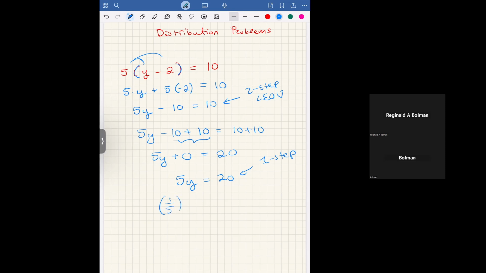Go ahead and use your multiplicative inverse to clear the 1-step LEOV multiplicative case. You'll have 5 over 5y is equal to 20 over 5. 5 divided by 5 is 1. 20 divided by 5 is 4. Y is equal to 4. And that is your answer. Okay, so not too much trouble.